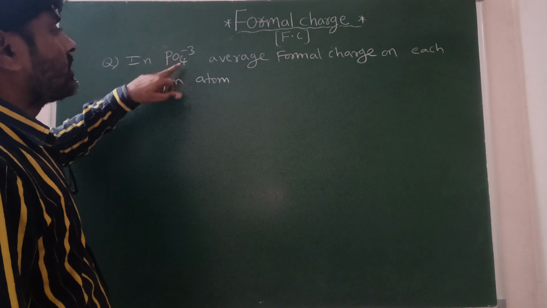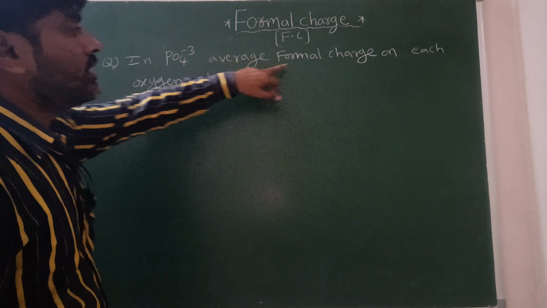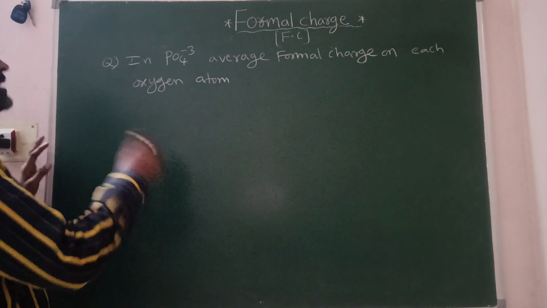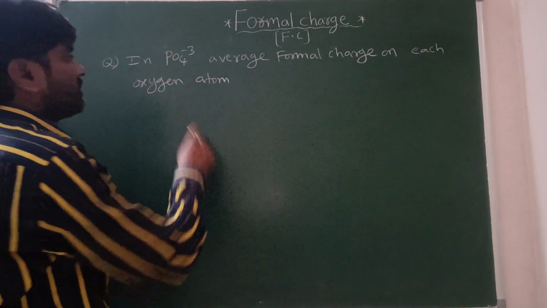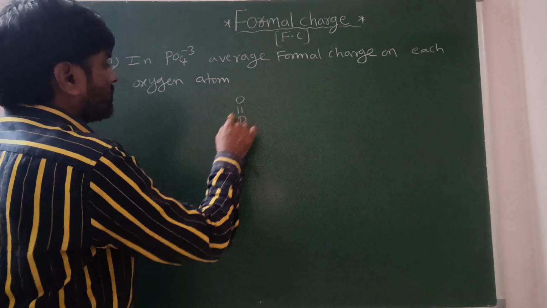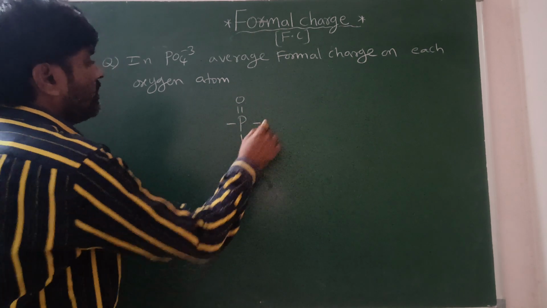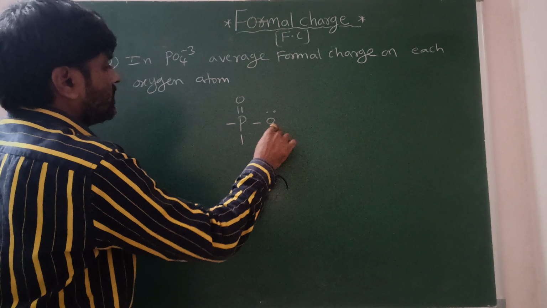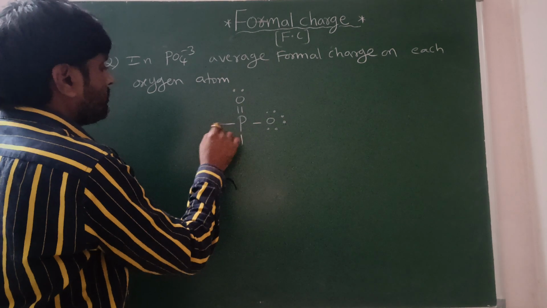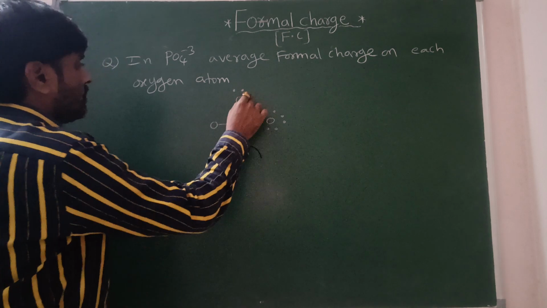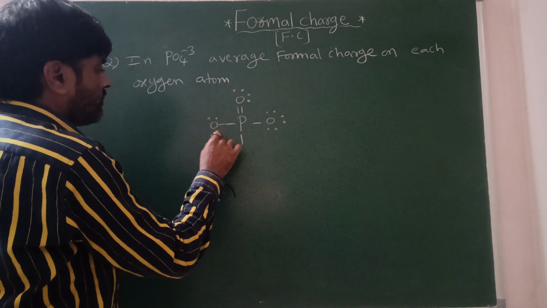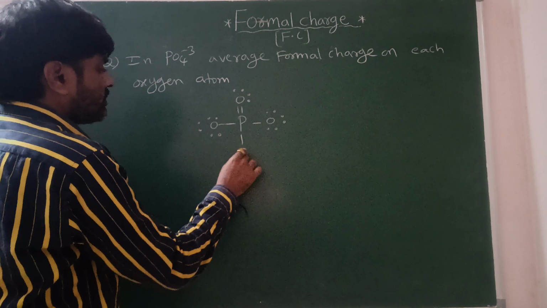In PO4 minus 3 phosphate ion, average formal charge on each oxygen atom. Average formal charge they are asking. So I am drawing structure for this PO4 minus 3. First, phosphorus is 5 group, it forms 5 bonds. So here oxygen 3 lone pairs, here 1 lone pair. There are 2 lone pairs because after forming 2 bonds it possesses 2 lone pairs. When it forms single bond it possesses 3 lone pairs.